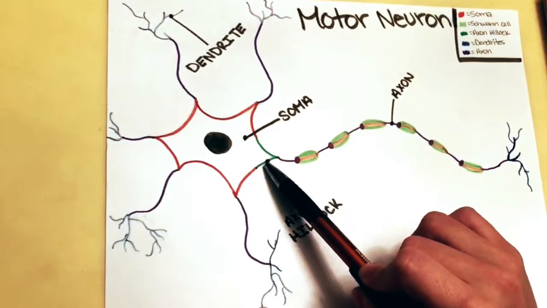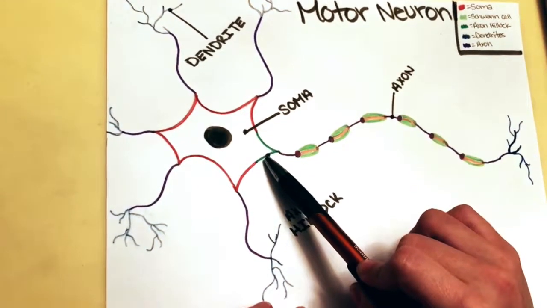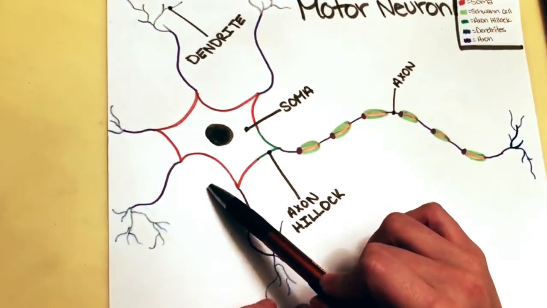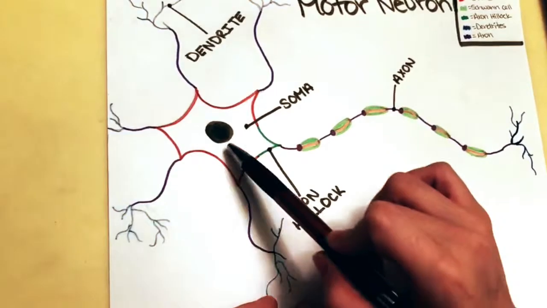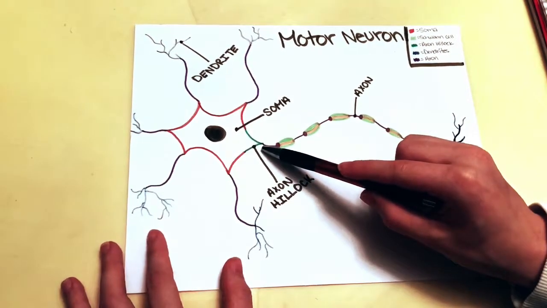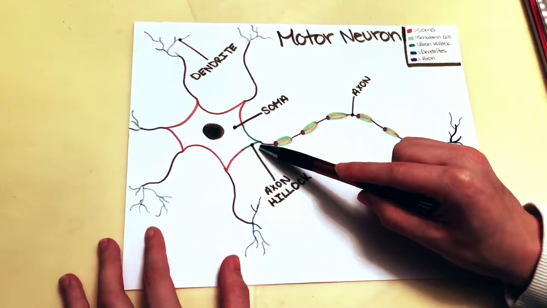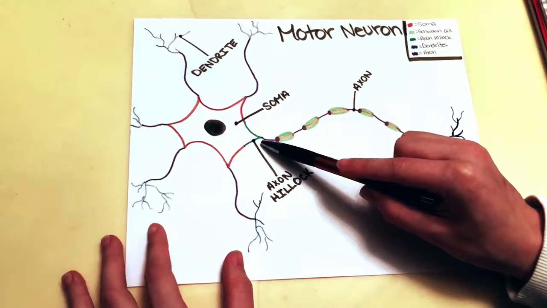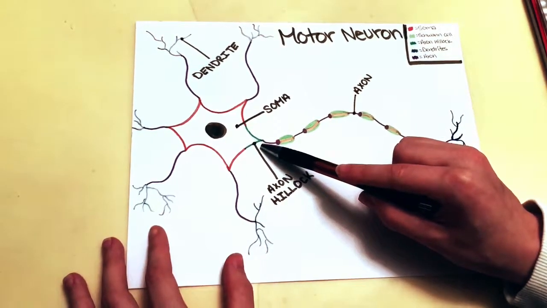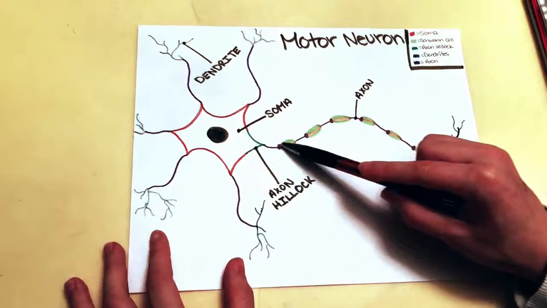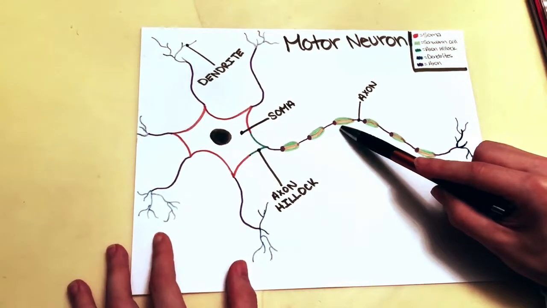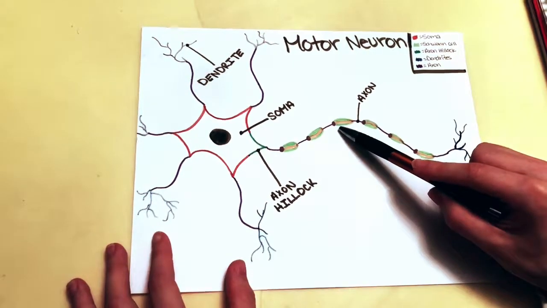If the signal is not strong enough, it will remain in local potential and become decremental, or lose current, the further it goes. If the signal crosses over the threshold, which is -55 millivolts, it is then considered to be in action potential. The signal travels down the axon with the use of exchange of potassium and sodium ions through the gates within the membrane.